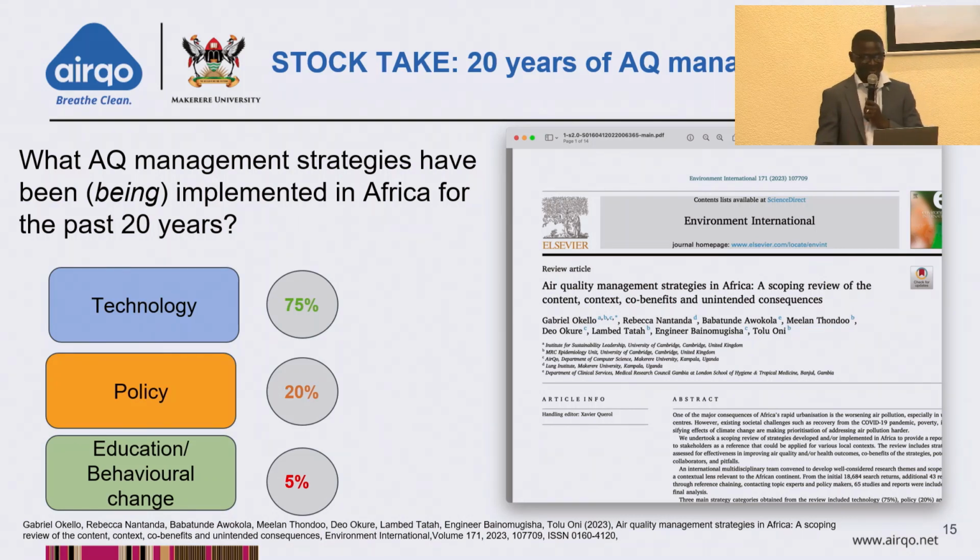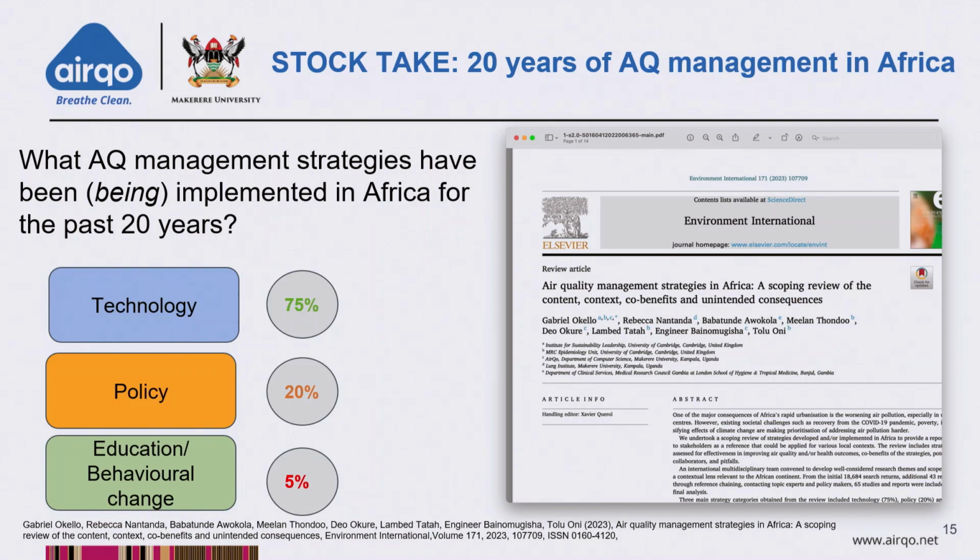Yeah, so we did a scoping review recently, scanning through 20 years of air quality research in Africa. That work was led by Gabriel, who likely has joined us here today. But just in brief, looking at the progress made over the last 20 years in Africa, starting from 2000 until 2020.